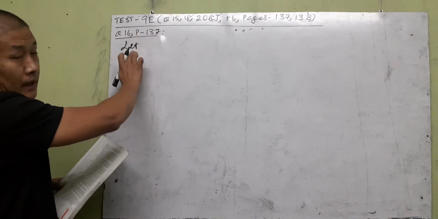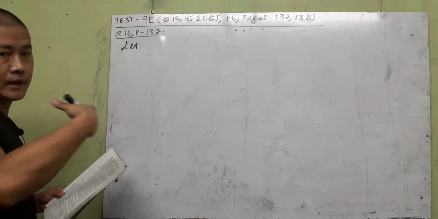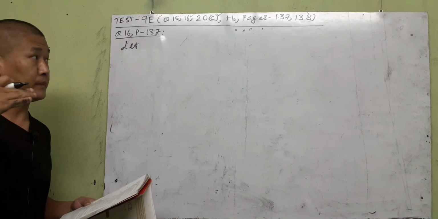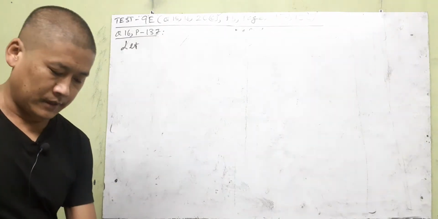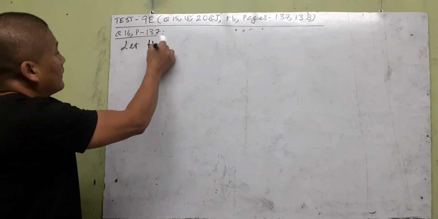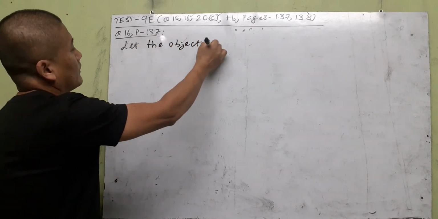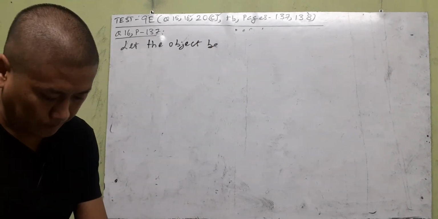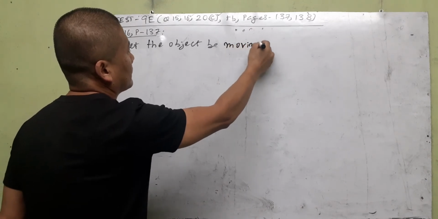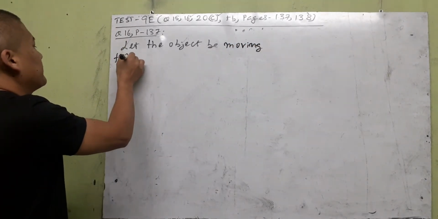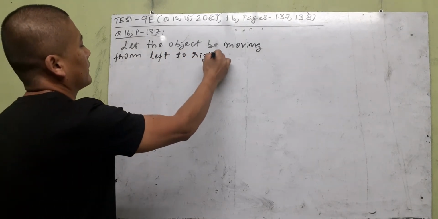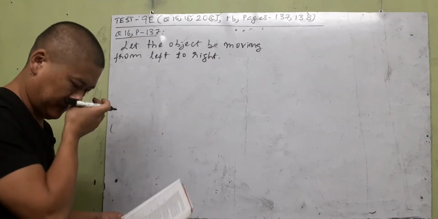As I said, this is not absolutely necessary, but it helps us in understanding it clearer, because physics is such a subject where if you put some imagination and assumptions, it becomes easier to understand. That's why I'm doing this. Let the object be moving from left to right. Assumption, this is moving, means original direction from left to right initially.